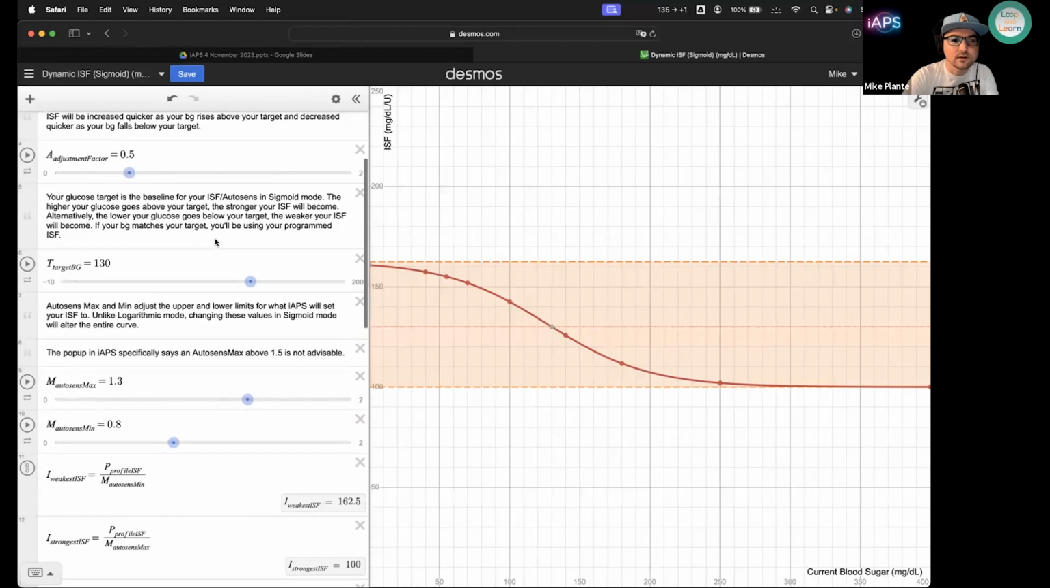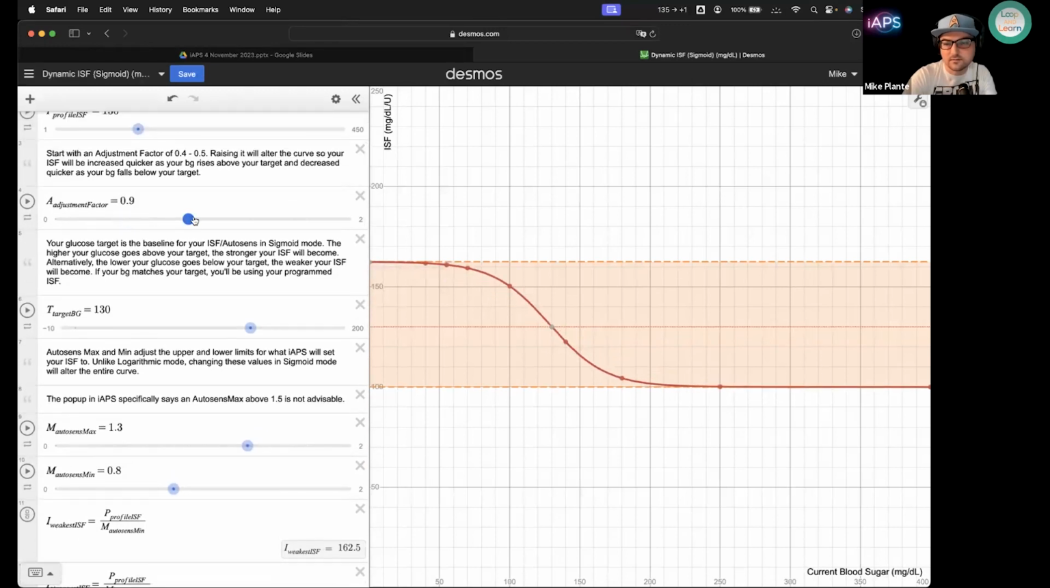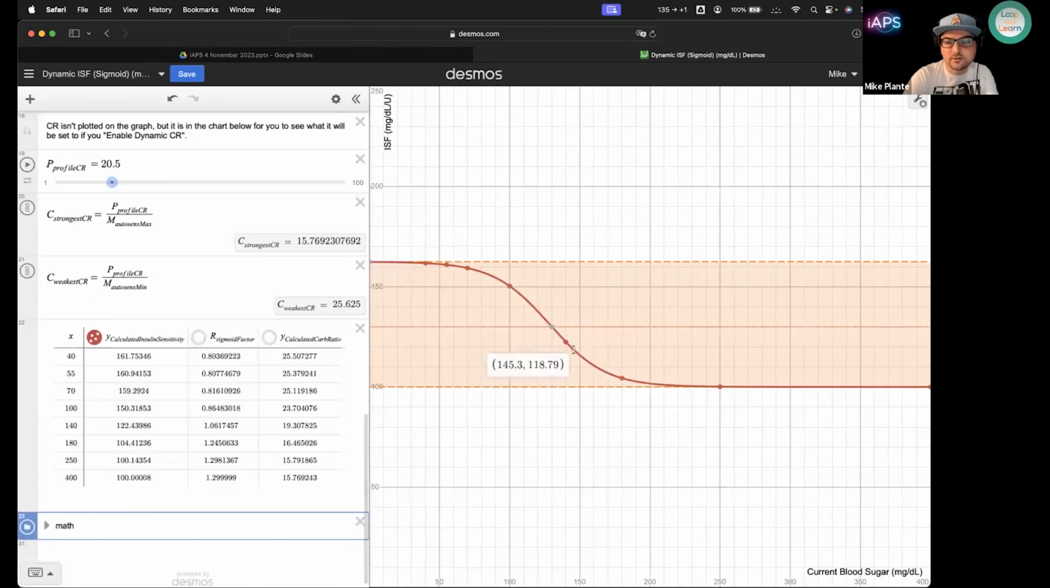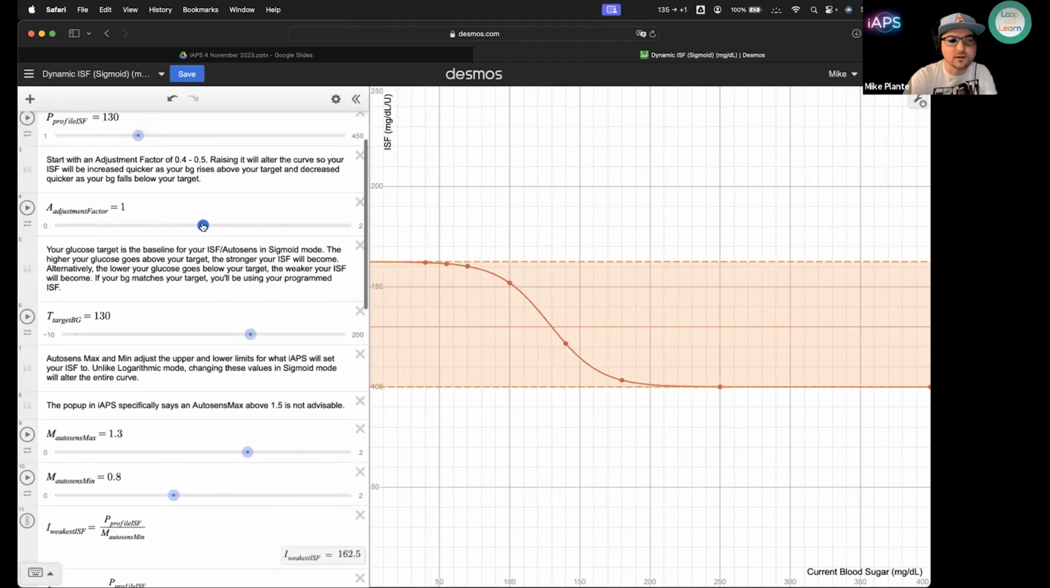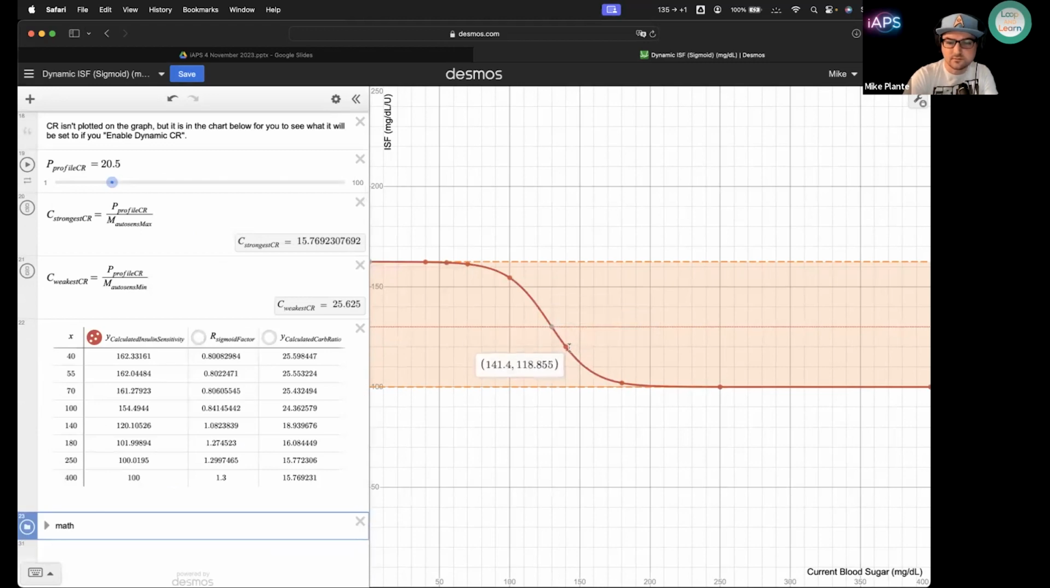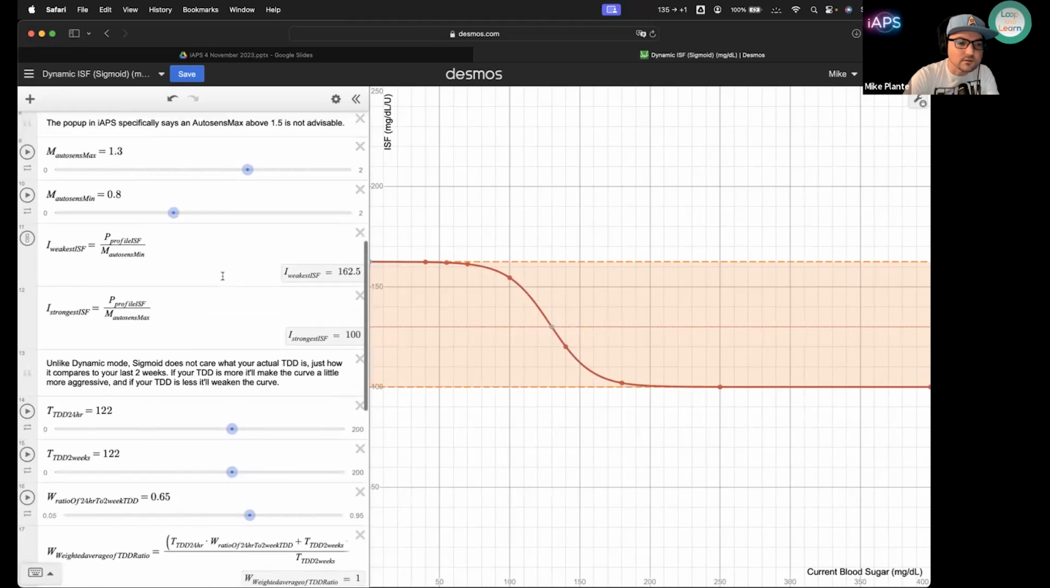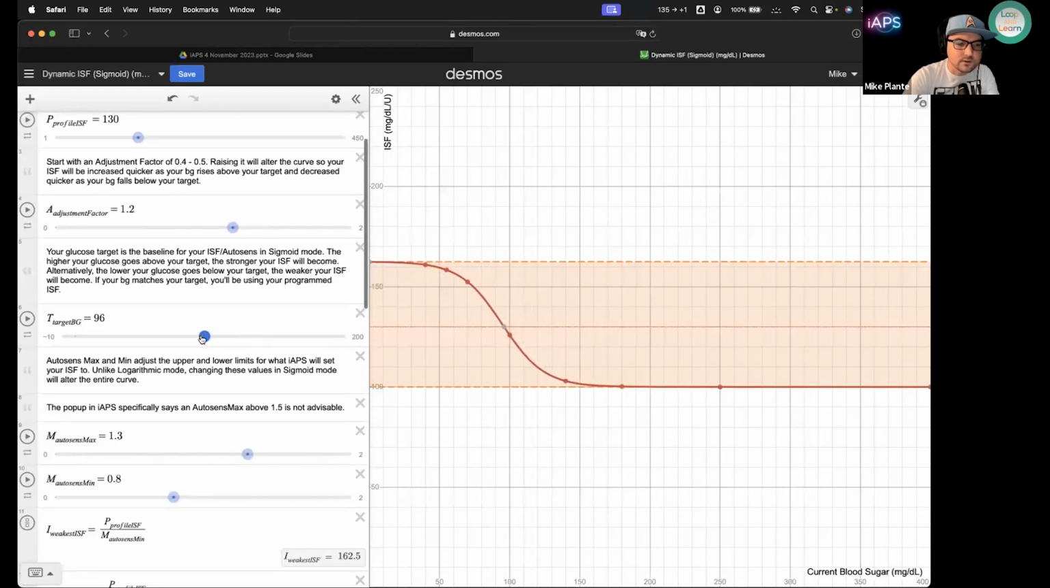So by making the adjustment factor heavier, it's going to make your blood sugars or your ISFs change more at smaller increases from your target. If you had the adjustment factor set way too high, that means just a little bit over your target of 100 would have a big effect.